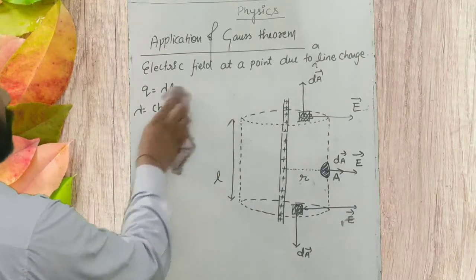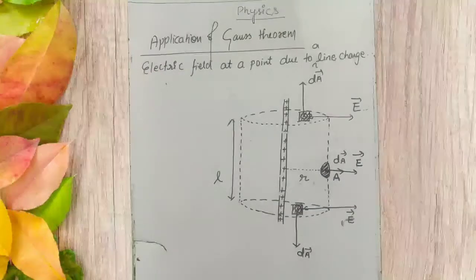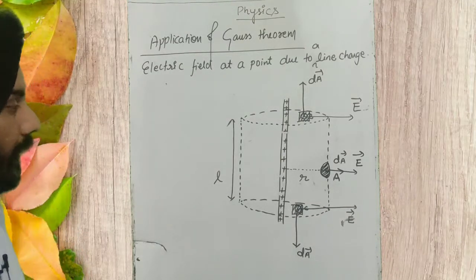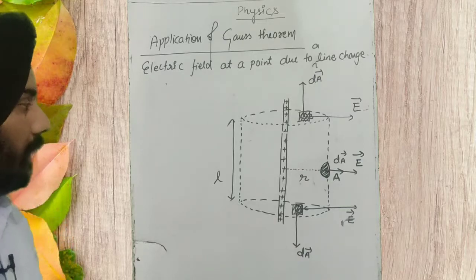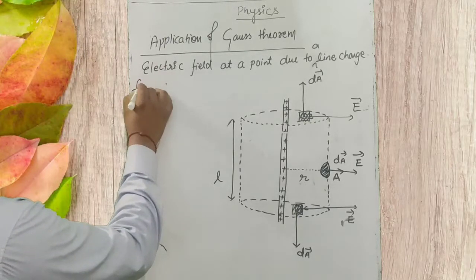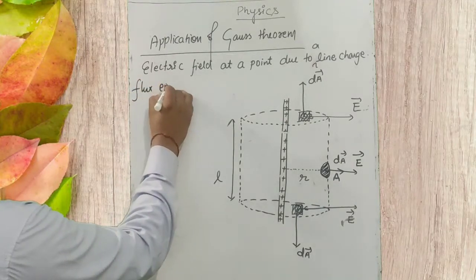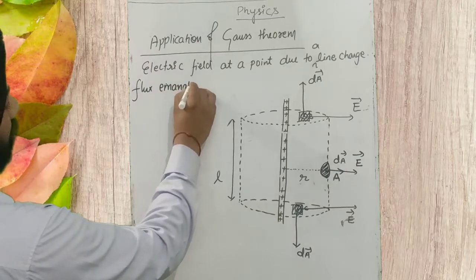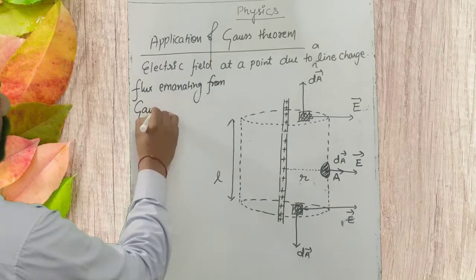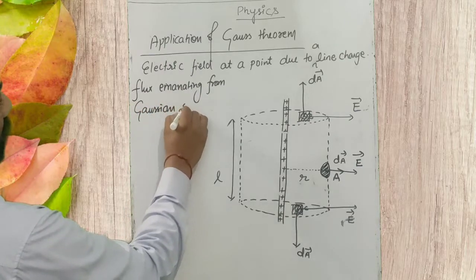We have taken the length of this cylindrical part to be equal to L. Now we have to apply the Gauss theorem, and for the Gauss theorem we are going to calculate how much flux is coming out from this Gaussian surface. Okay, so we are going to calculate the flux emanating from the Gaussian surface.